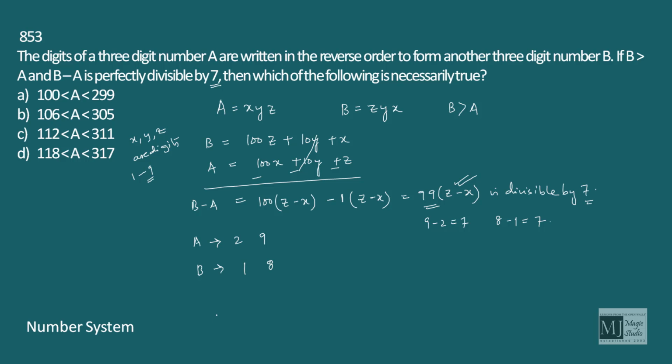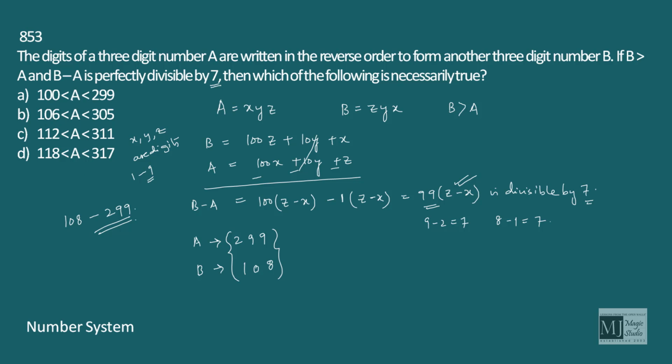Now the biggest of these numbers which we can form is 299, and the smallest of these numbers which we can have is 108. That means our number which we are looking for should be from 108 to 299. So now, which of the following is necessarily true is regarding the number.